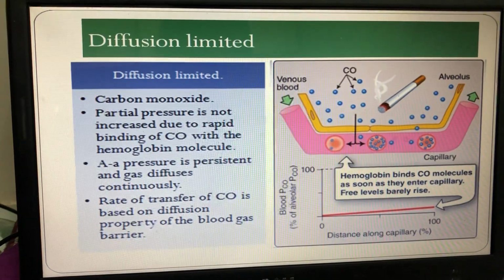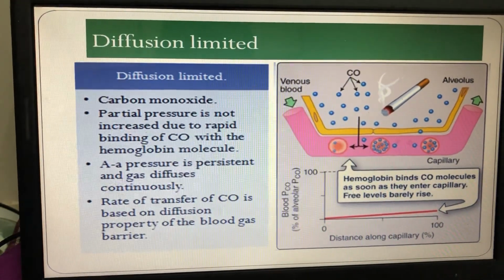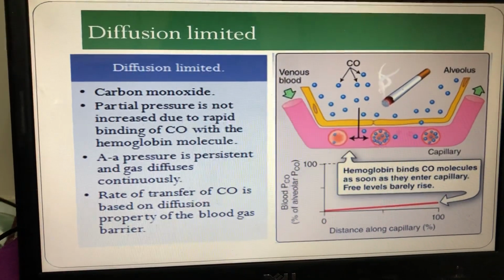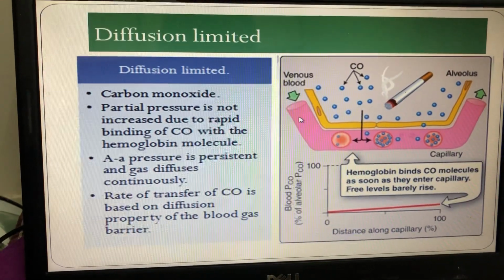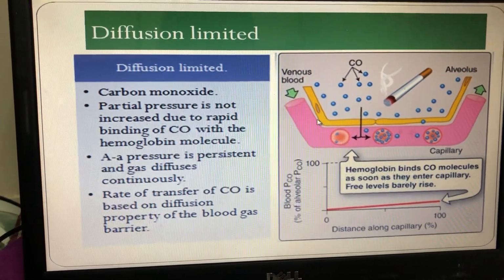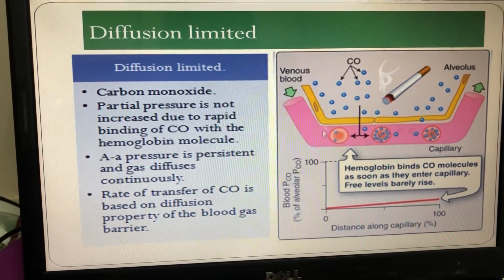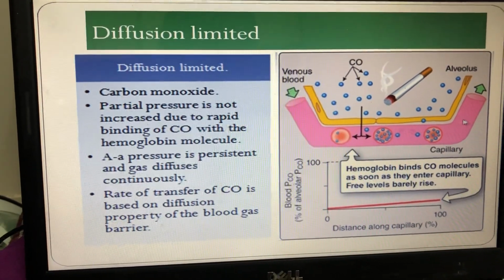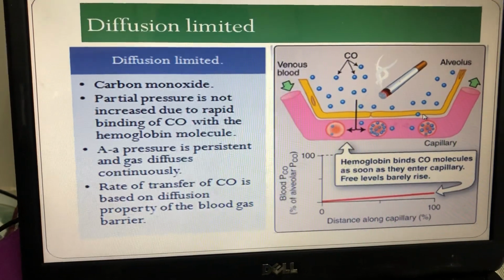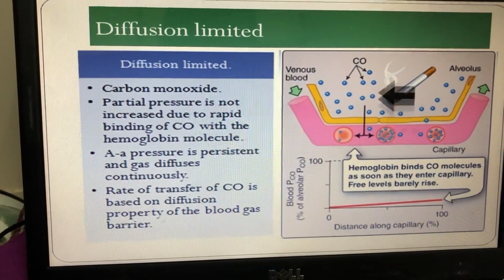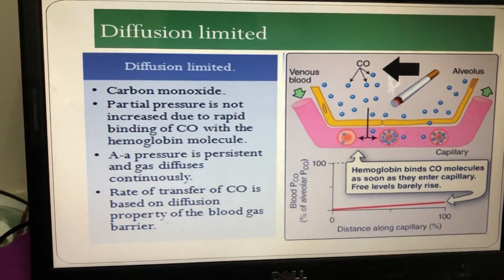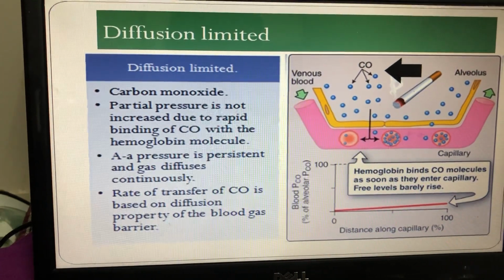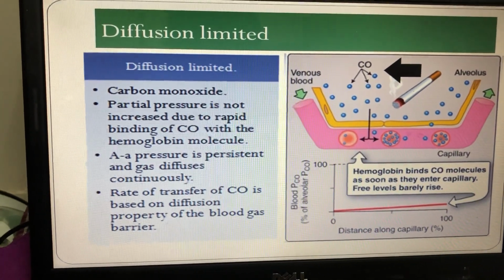Next we'll be seeing about diffusion limited gases. To remember in one line, the diffusion limited problem arises when there is a problem in the respiratory membrane, or pulmonary membrane, or the alveolar capillary membrane. So what is happening here? The person is ingesting carbon monoxide. If a person is a smoker, he ingests carbon monoxide.